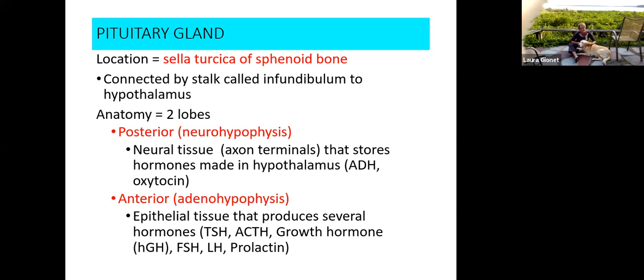And so I'm not going to ask you about these different releasing hormones and things. We will come back to that. There's only one that you have to know, called gonadotropin releasing hormone, and that we will come back to in the reproduction system. All right, so the posterior pituitary is generally small, and only stores and releases two hormones, right? Neural tissue composed of axon terminals that store hormones made in the hypothalamus, antidiuretic hormone and oxytocin. The anterior pituitary is epithelial tissue, glandular tissue, right, that produces several hormones: TSH, ACTH, growth hormone, or HGH, human growth hormone, FSH, LH, and prolactin.